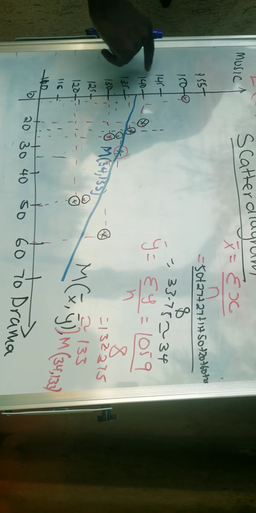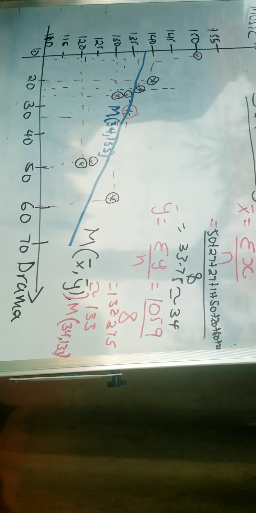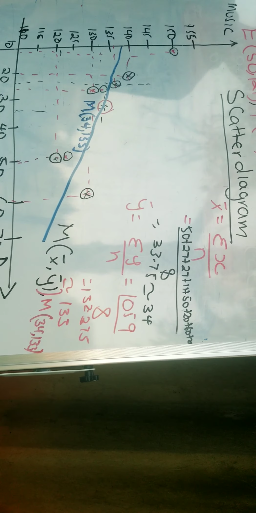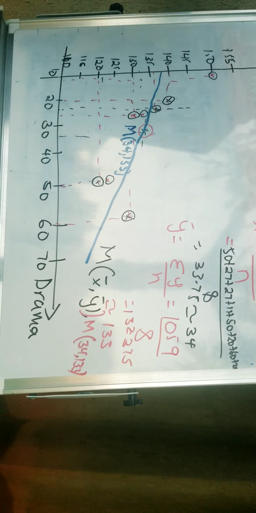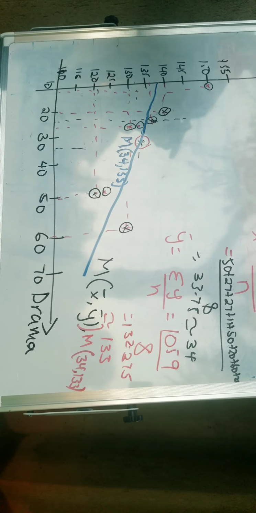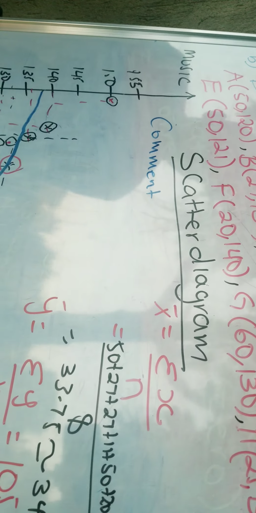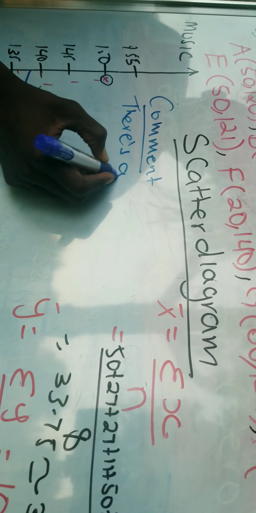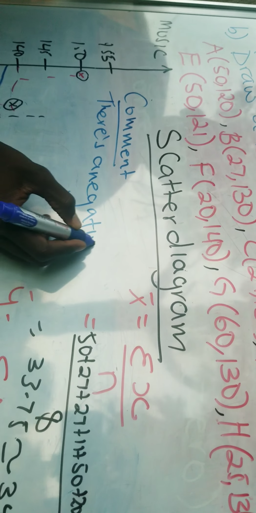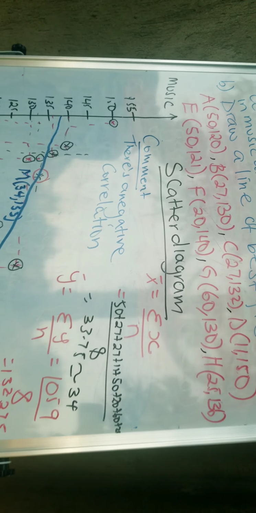From the line, we see that there is a negative slope. We could also observe it from our values just by seeing. Now, when you draw a line of best fit and there is a negative slope, or if you can observe it using your eyes, you simply comment at the bottom that there is a negative correlation. When you do that, you get all your 12 marks or 10 depending on the question.